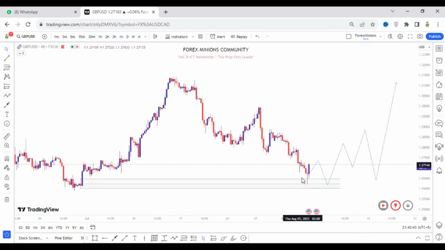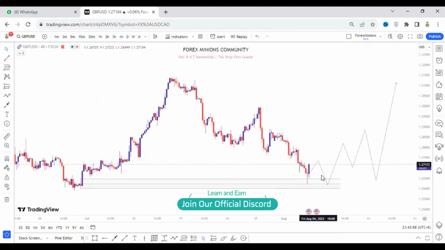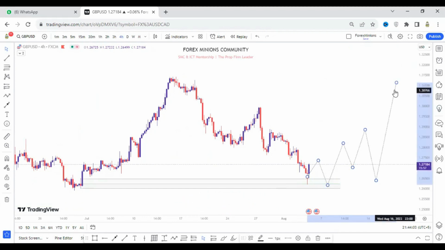And this is the setup that we discussed with my students about 2 weeks ago. We were highlighting this area as a strong buy zone for the GBP USD. So the first movement has started. Now again a pullback on NFP news, then the market will start to continue.